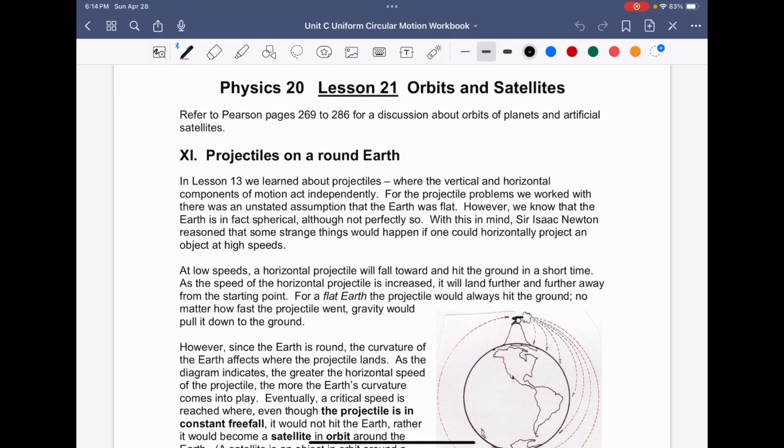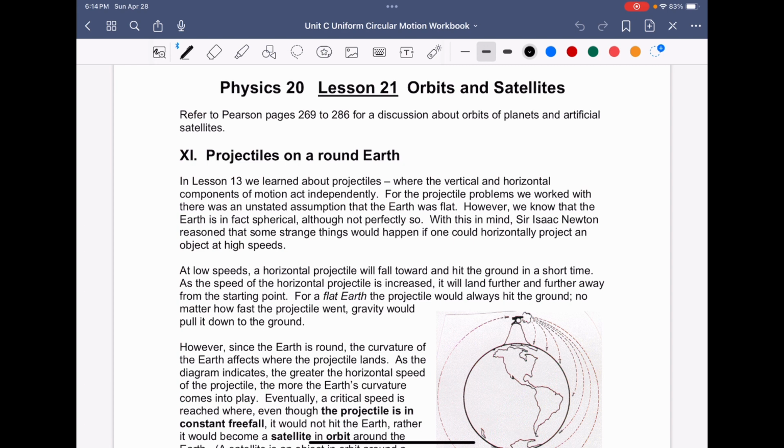All right, so now we move on to lesson 21, orbits and satellites, and this is the third lesson within Unit C. Now, where orbits and satellites go is it's again this reclassification, or more simplistically, classification, of a given centripetal force.